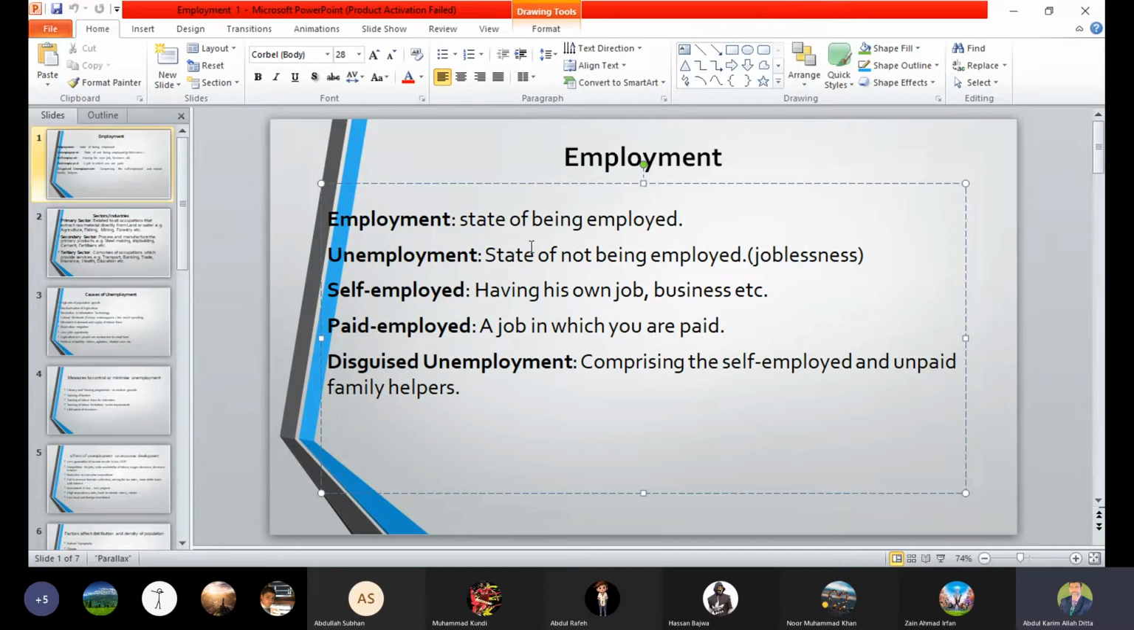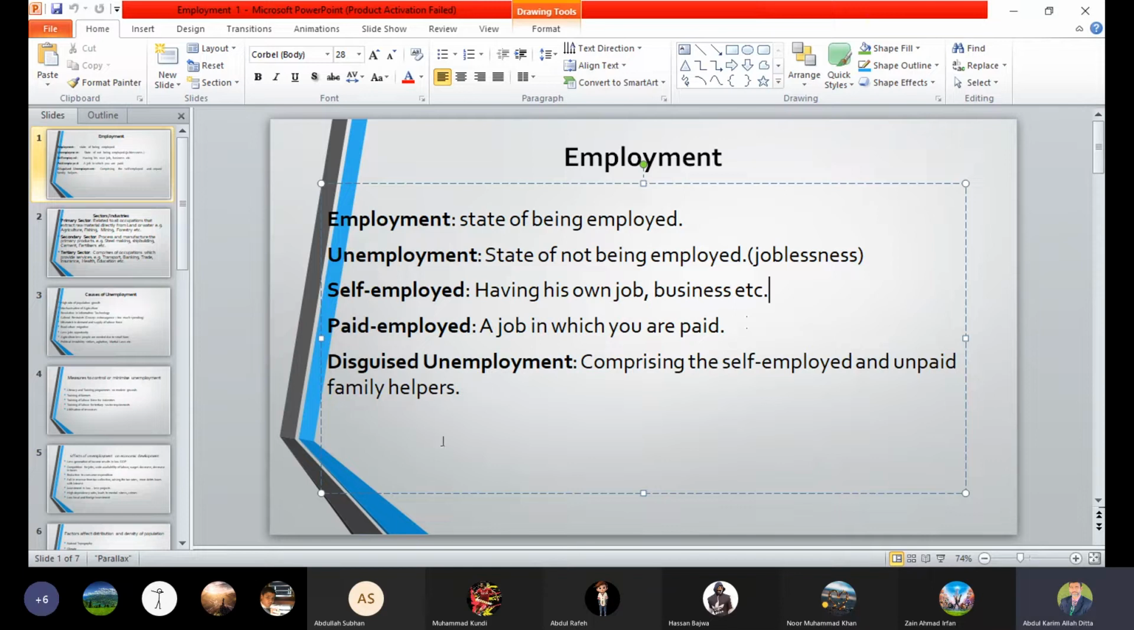Employment is defined as the state of being employed. I mean, when you have a job, a state of being employed. Unemployment is the state of not being employed, meaning when you are jobless. Self-employed is when you have your own business, your own job, you don't get a salary, my dear. The money you invest on that, that is your salary or your profit. And paid employed is when you are paid, or the job in which you are paid.